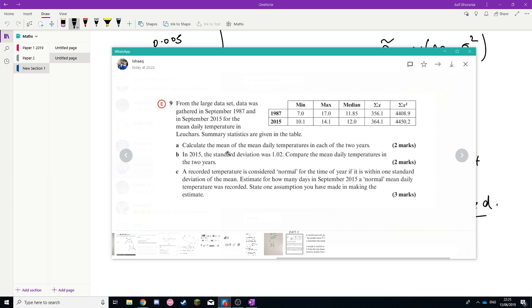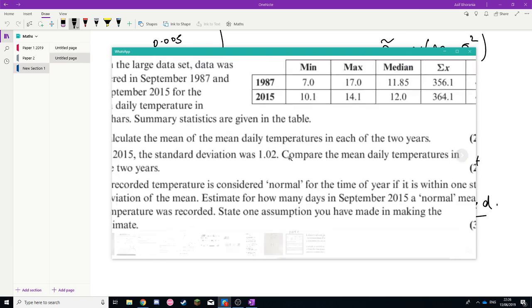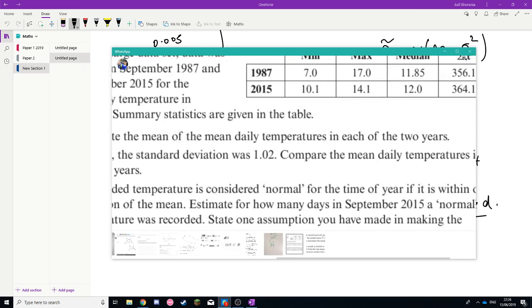Calculate the mean of the daily mean temperatures. Okay, that's fine. In 2015, the standard deviation was 1.05, 1.02. Compare the mean daily temperatures in the 2 years. 2015. Why is it zoomed in? What the hell, man?